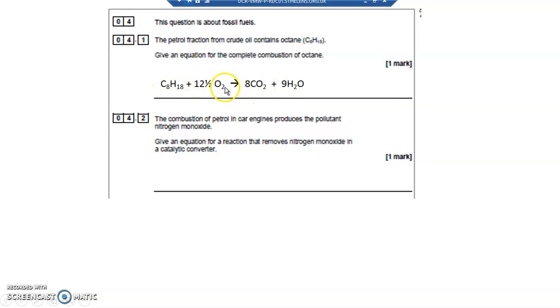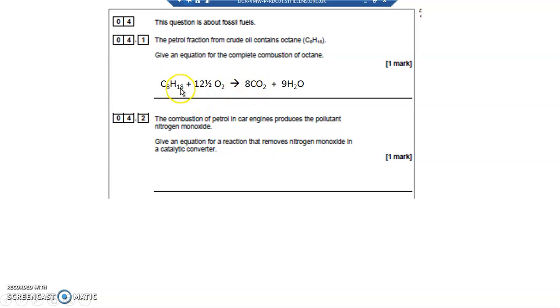Now what I would always do is look to balance the carbon, for example. Carbon appears in only one of the two products, hydrogen only appears in one of the two products, but oxygen appears in both the products. So don't balance the oxygens first, do the carbons and the hydrogens that only appear in one product, and then do the oxygens last. So I've got 8 C's, so I've got 8 CO2s.